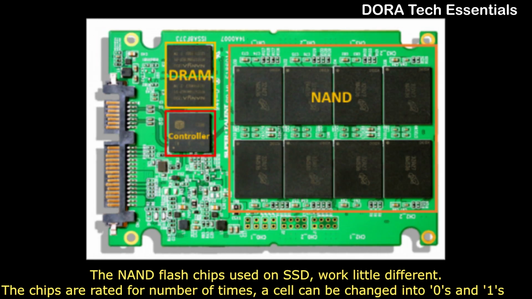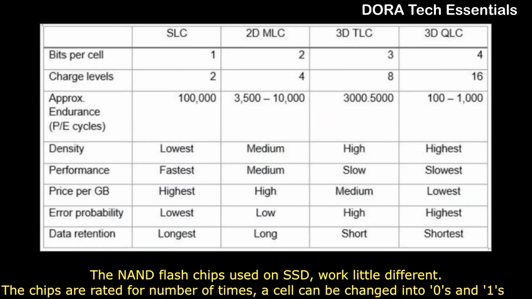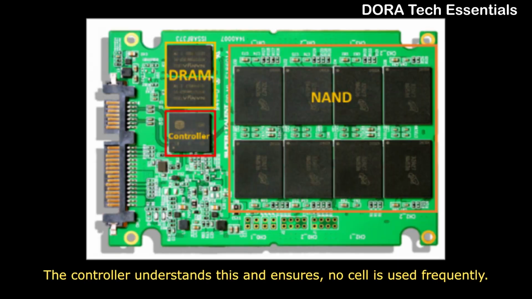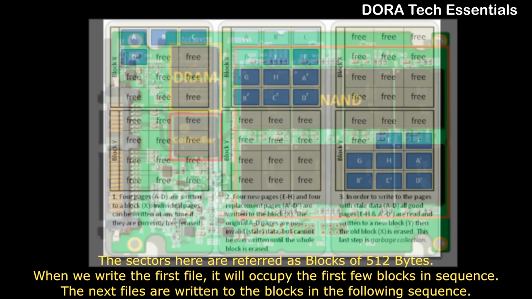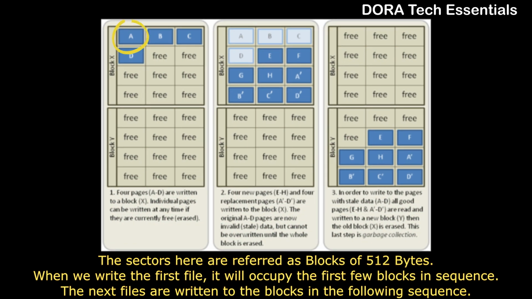The NAND flash chips used on SSD work a little differently. The chips are rated for the number of times a cell can be changed into zeros and ones. The controller understands this and ensures no cell is used frequently. The sectors here are referred to as blocks of 512 bytes.